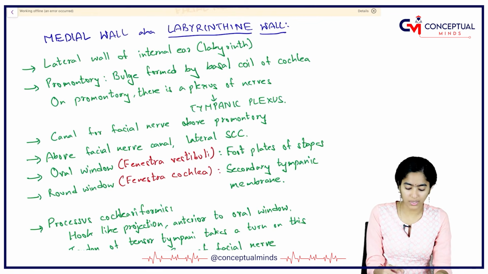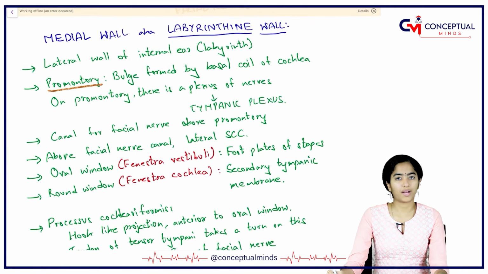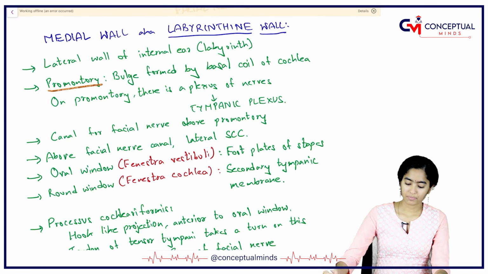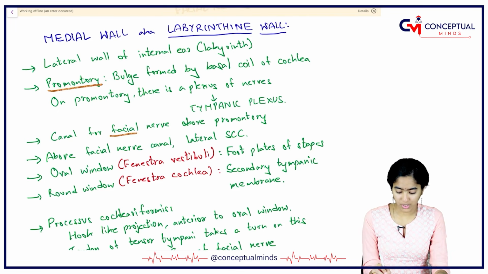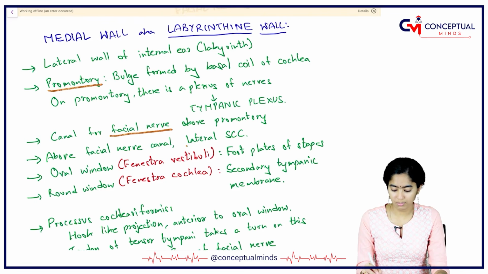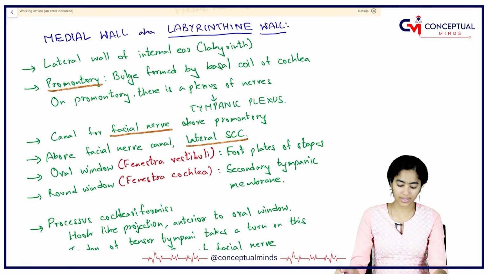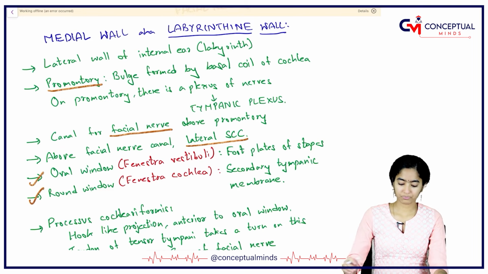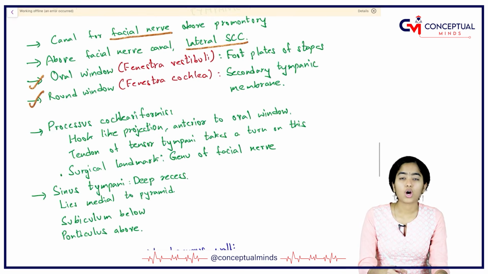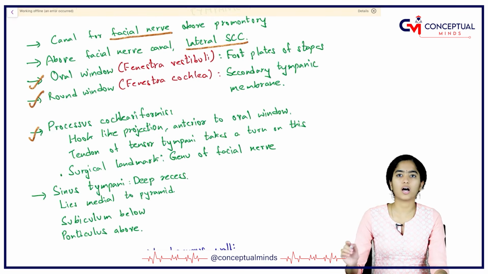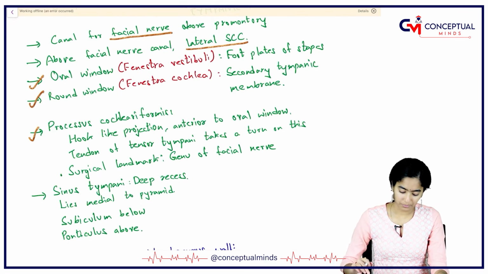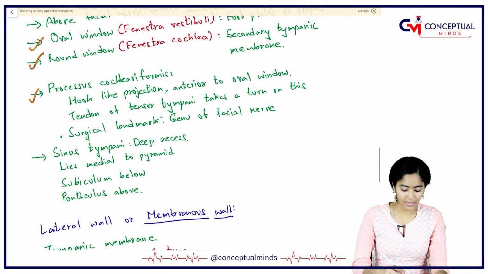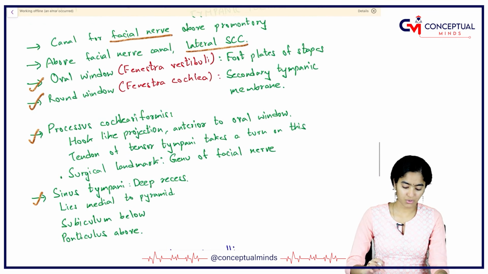First and most important is the promontory, the bulge. On top of the promontory, we have the tympanic plexus. Then there is a canal for facial nerve, and above that there is the projection of lateral semicircular canal. And we also have the oval window and round window, and processus cochleariformis, which is a hook-like projection. Then sinus tympani is a deep recess. Let us look into all of these structures.